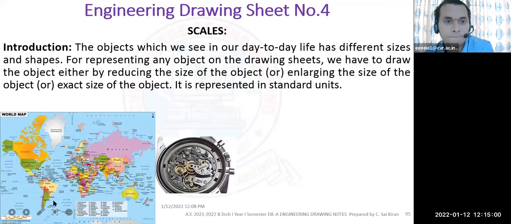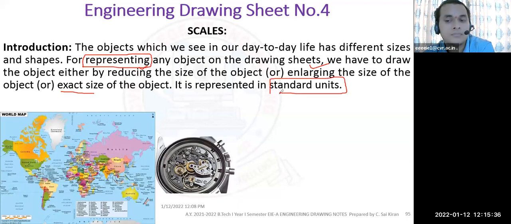Okay, so this is the same introduction I explained. The objects we see in our day-to-day life have different sizes. All the objects are not of the same size or the same shape. They are all different objects with different sizes. So when we are representing any object on the drawing sheet, either we have to reduce the size of the object, enlarge the size of the object, or else use the exact size. It has to be represented in the standard units.